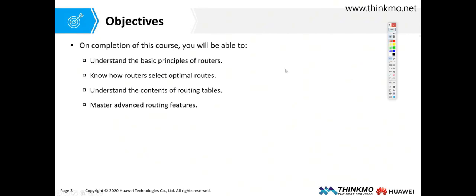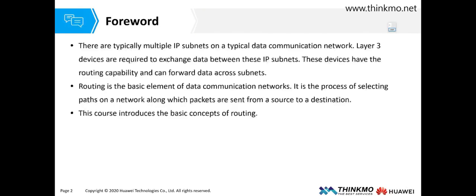Here, we need to learn about the basic principles of a router, how a router selects the optimal route, and the best path. In addition to this, we will also cover some aspects of the routing table and the functions of advanced routing, which we will explore in detail. First, let's discuss the basic concept of routing.